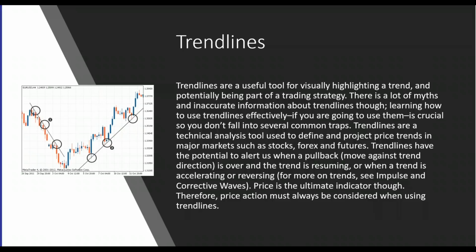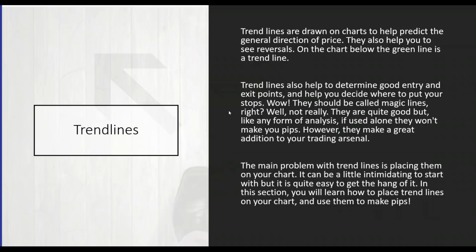Trend lines are a technical analysis tool used to define and project price trends in major markets such as stock, forex, futures, cryptocurrency. Trend lines have the potential to alert us that a pullback, which is a move against the trend direction, is over, or the trend is resuming, or when a trend is accelerating or reversing. Price is the ultimate indicator, though. Therefore, price action must always be considered when using a trend.